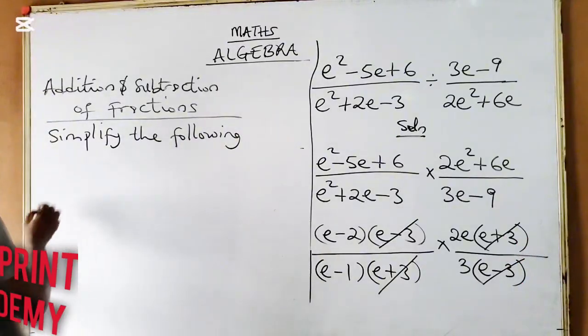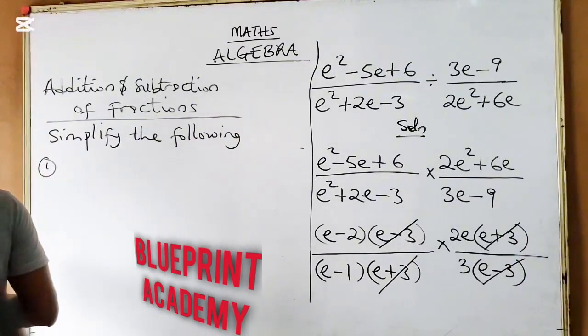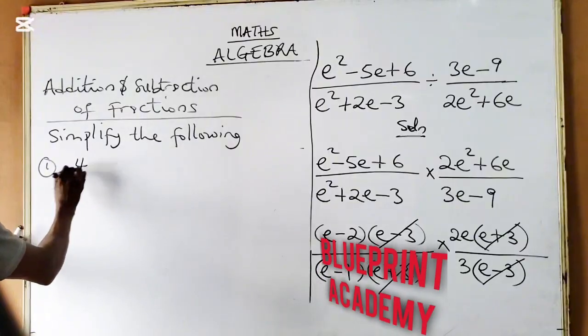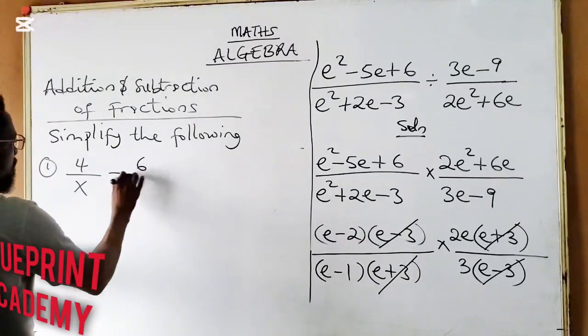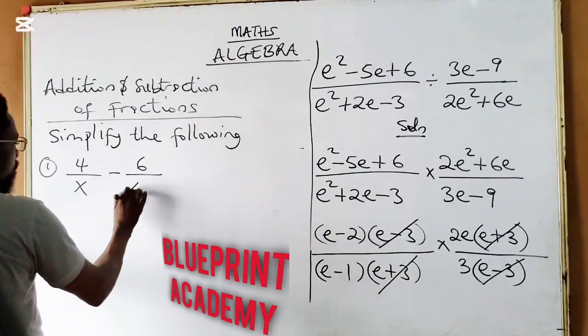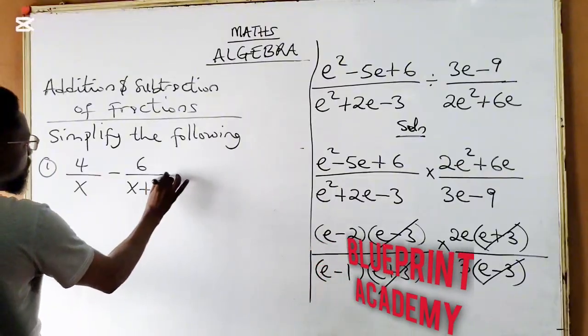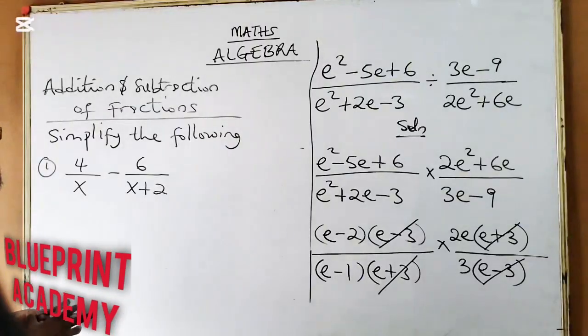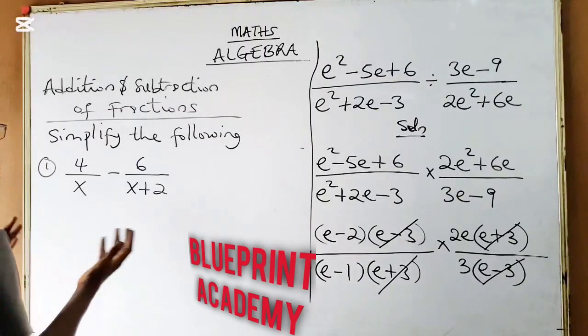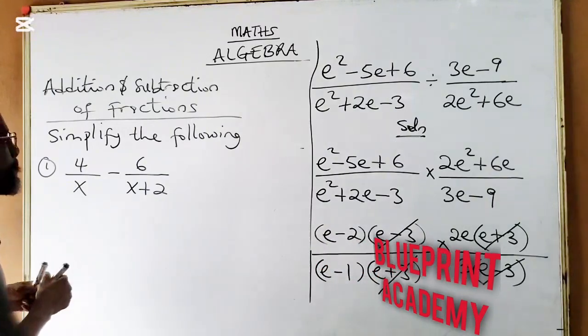Simplify the following. First one. Example 1, we have 4 over x minus 6 over x plus 2. So what I'll do at this point is to simplify this one. What I want to do is to bring them together.